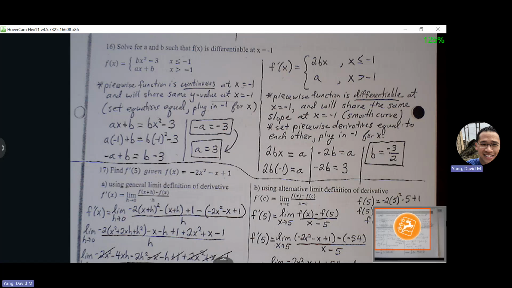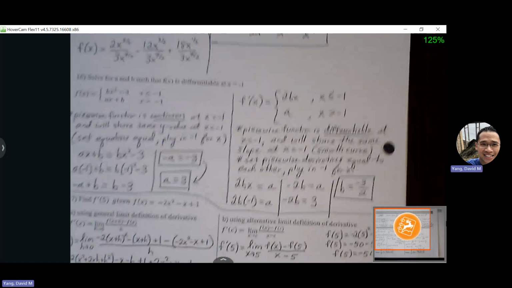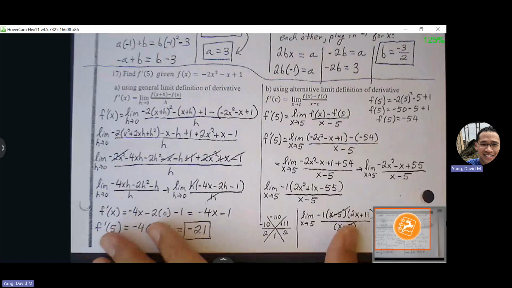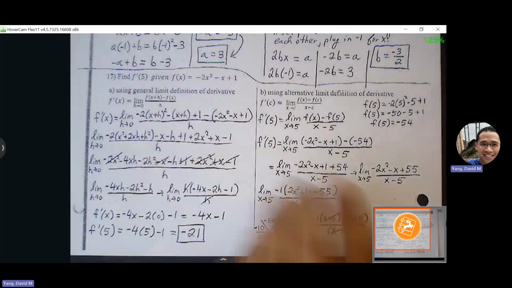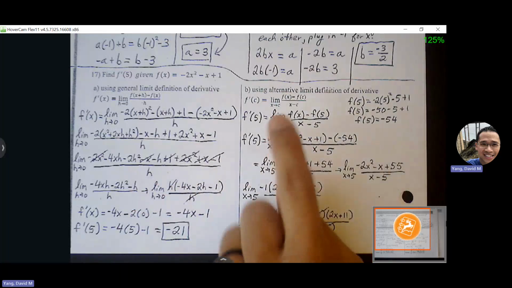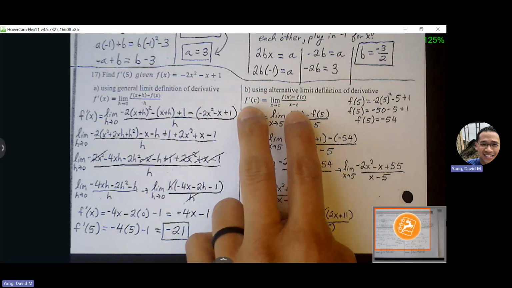So 16 is a very popular type of AP exam question that has shown up quite a bit. So 16 is the general definition of a derivative. Sorry, 17a is the general definition. 17b is the alternate definition.